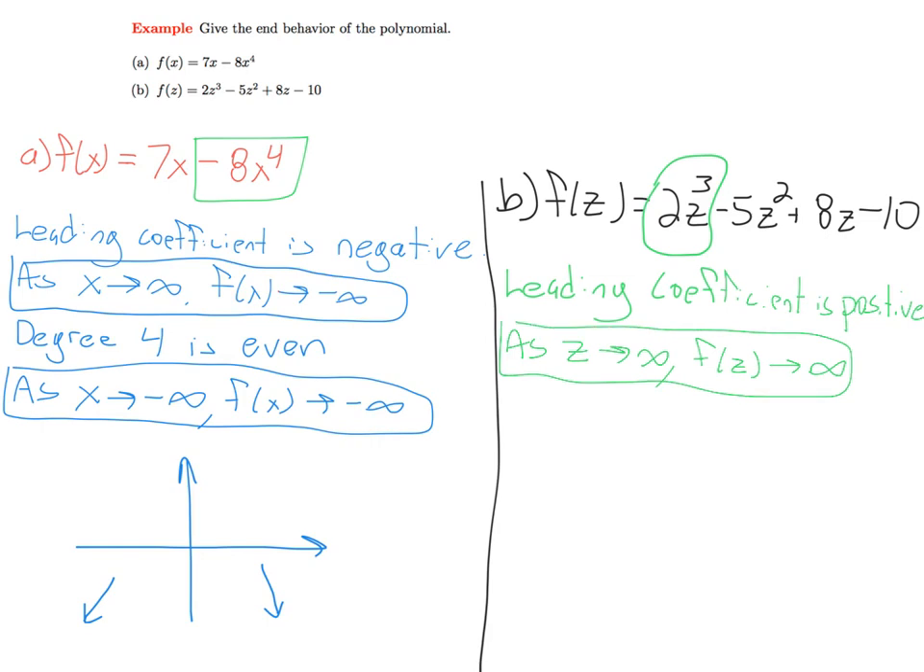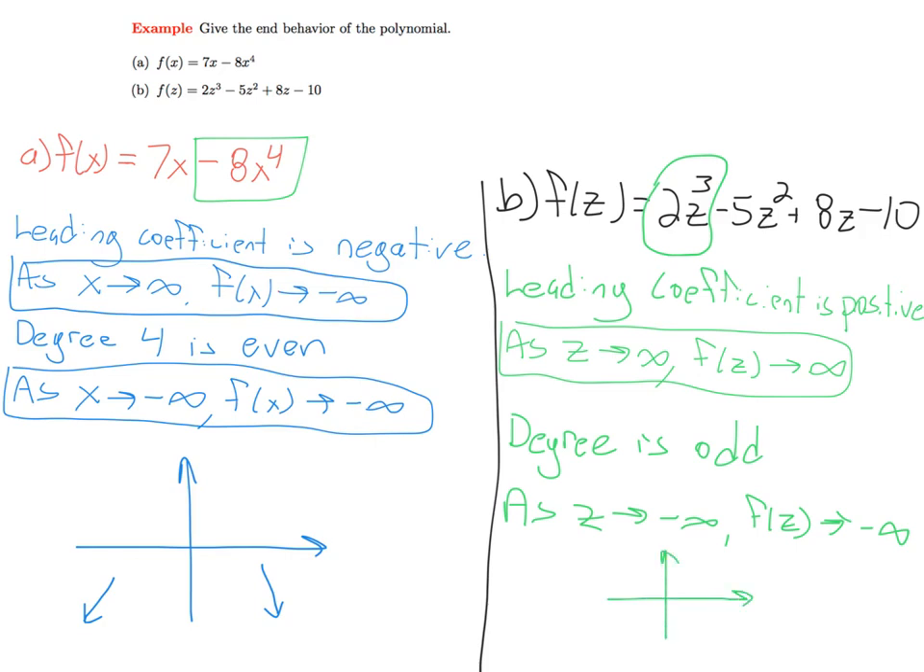And secondly, we see that since the degree is odd, the degree is 3, at the other end, we're going to have the opposite behavior. So as z goes to minus infinity on the left, f of z is going to go to minus infinity. And so the rough sketch of the end behavior here, we see that as we go to the right, the function goes up. And as we go off to the left, the function goes in the opposite direction. It goes down.